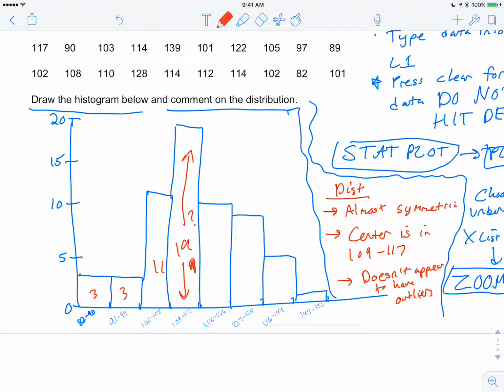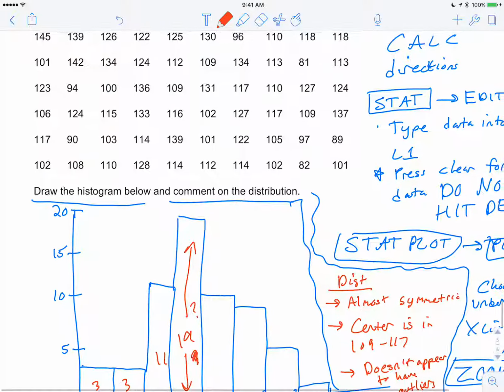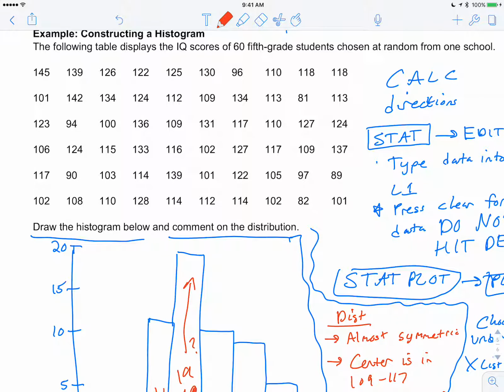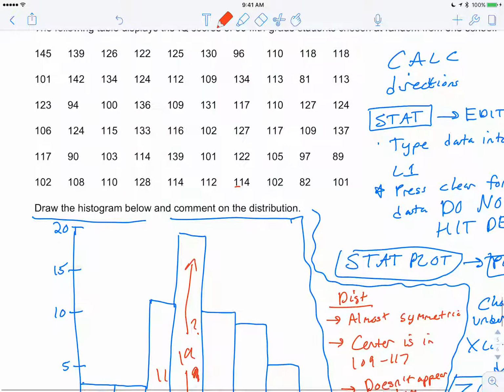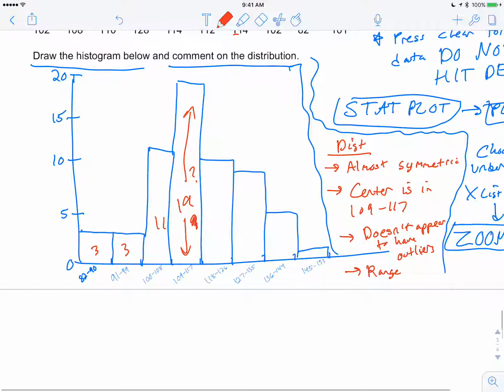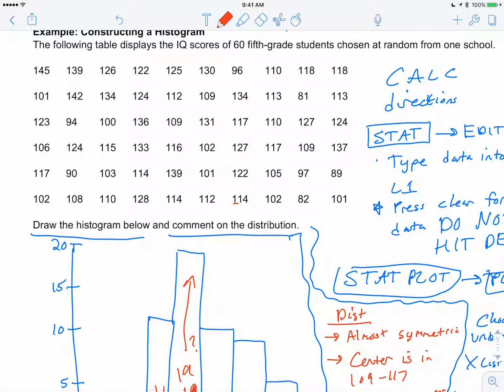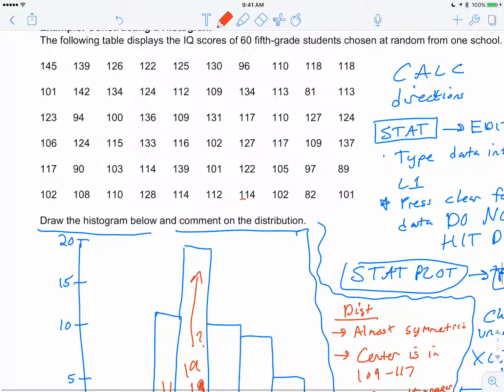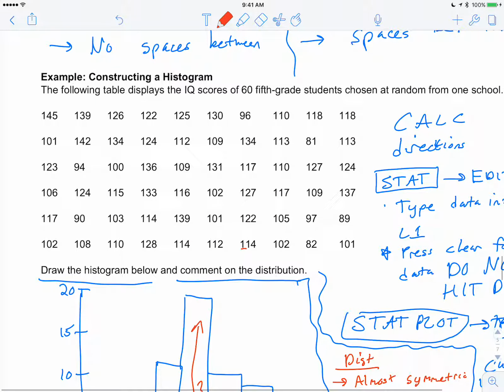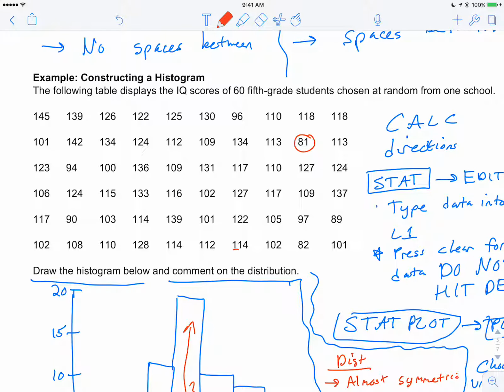That's the center. Spread. We didn't talk about the range really. Say the range. The largest number, I think we found it to be, if I'm looking at this table correctly, 145 maybe? Do you have any 150s? So 145 minus the smallest number. 89 could be the smallest number maybe? I'm not seeing any other numbers in the 80s. 81, sorry. 81 could be the smallest number.